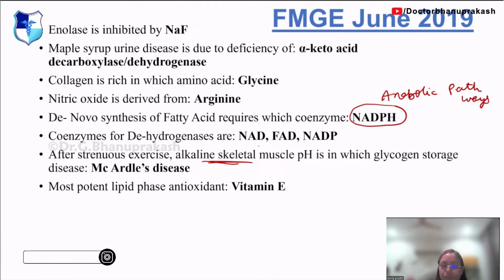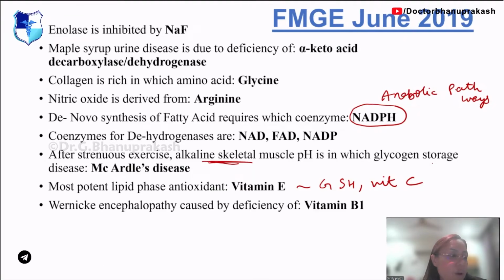Most potent lipid phase antioxidant is vitamin E. Vitamin E works in association with glutathione and vitamin C. They all work together to have an antioxidant effect in the cells. Wernicke encephalopathy is caused by deficiency of vitamin B1. So all these one-liners are taken from the questions which were asked.